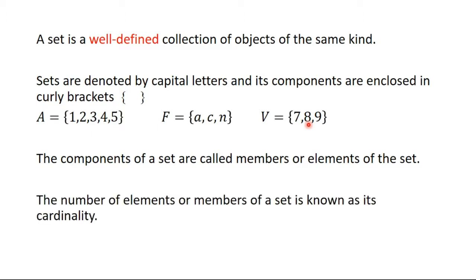The number of elements or members of a set is known as its cardinality. Now when we come to set A, we can see that there are 5 members, that is 1, 2, 3, 4, and 5. So we say that the cardinality of set A is 5. When you come to set F, we can see that there are 3 members, A, C, and N. So the cardinality of set F is 3. And the cardinality of set V is also 3 because there are just 3 members. I hope that's understandable.